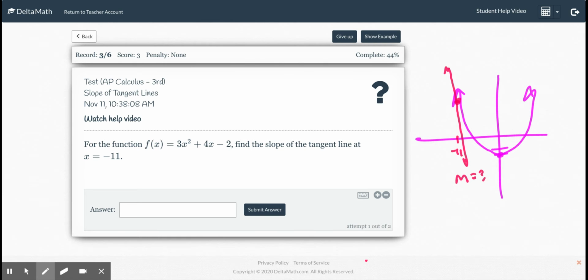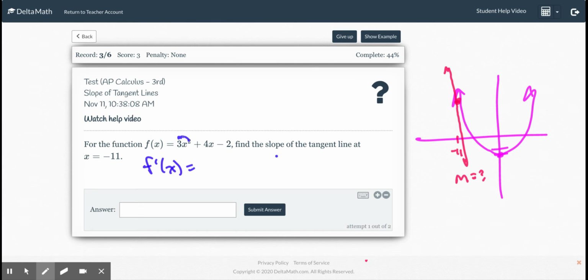You might be thinking, why would I need to do that? Don't worry about why at this point. Just know that this is something that's very important for AP Calc, and we'll talk about why in future videos. So the slope of this tangent line at x equals -11, we do 2 steps. We find the derivative, f prime of x.